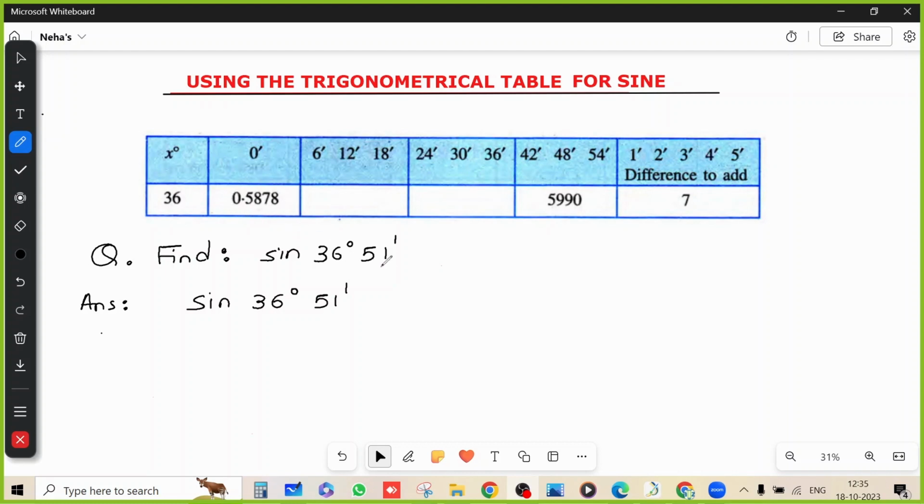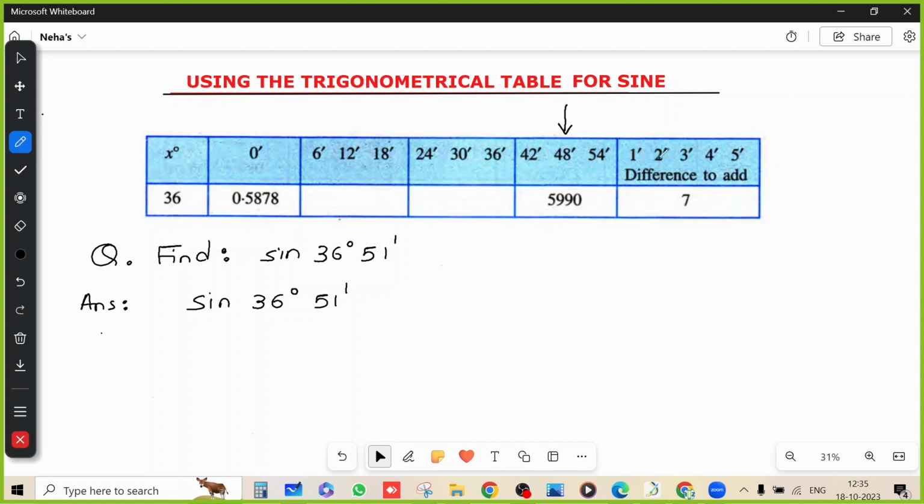But here in the question you can see that we do not want the value of 36 degree, but we want the value of 36 degree 51 minute. So for that we will check the same row and try to find the 51 minute over here, which you cannot find right now. So here we will refer to the minute column, but the one that is closest to 51, which is 48 minute in this case. Now why are we not taking 54 minute here?